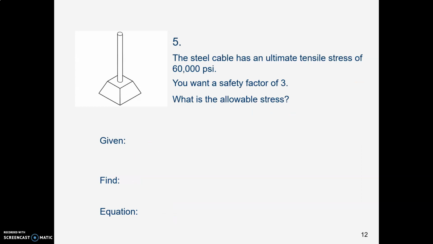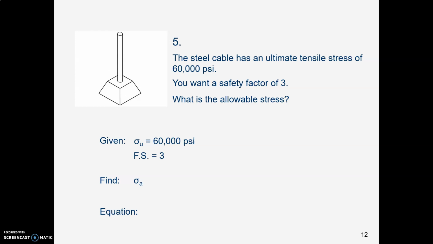Let's go on to the next question. This steel cable has an ultimate stress of 60,000 psi, but you want a safety factor of 3 because it's got a weight hanging from it. So figure out what is the allowable stress. Alrighty. Well, what are you given? You are given that the ultimate stress, the stress where this thing just breaks, is 60,000 psi. And you're given that it has a factor of safety of 3. And you are trying to find out the allowable stress.